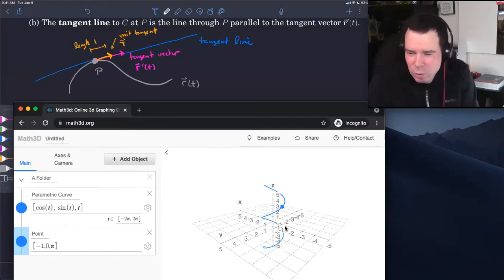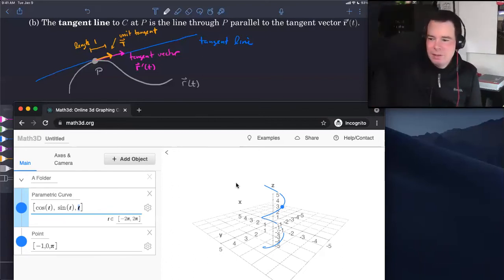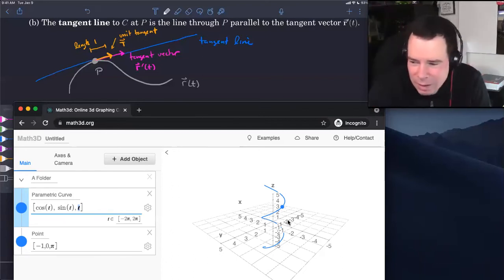And we might want to think about which direction we are traveling on if this was a roller coaster. It's the direction of increasing t. Since t is controlling the height, it means that as t increases, we go up the helix. So it's like a ride where we're traveling up the helix. We're going up the spiral staircase.